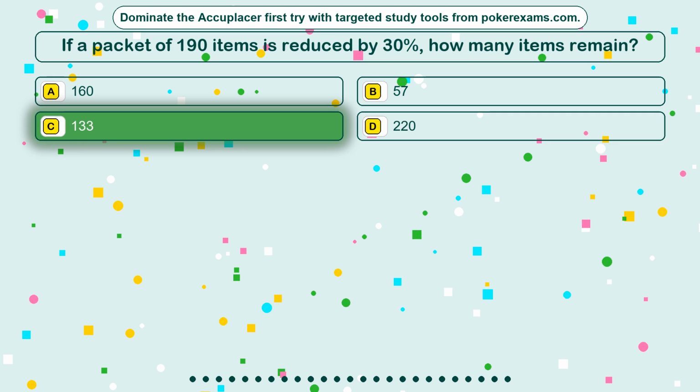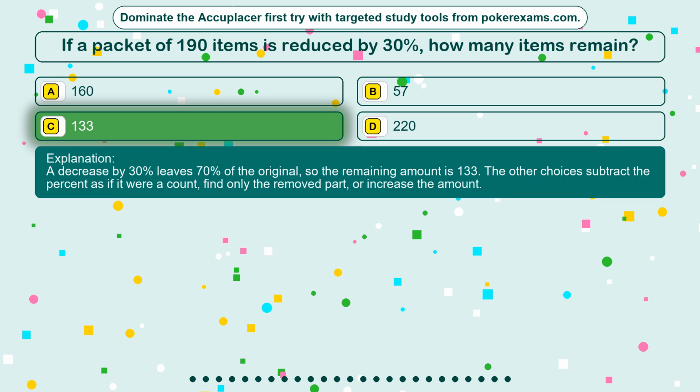The correct answer is option C, 133. A decrease by 30% leaves 70% of the original, so the remaining amount is 133. The other choices subtract the percent as if it were a count, find only the removed part, or increase the amount.